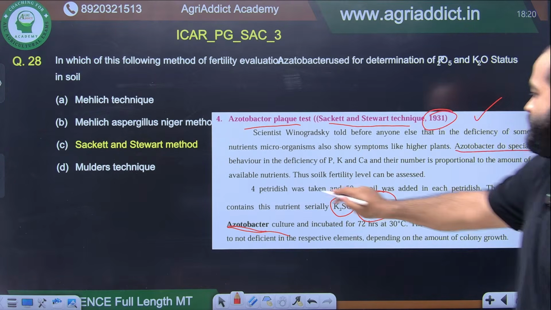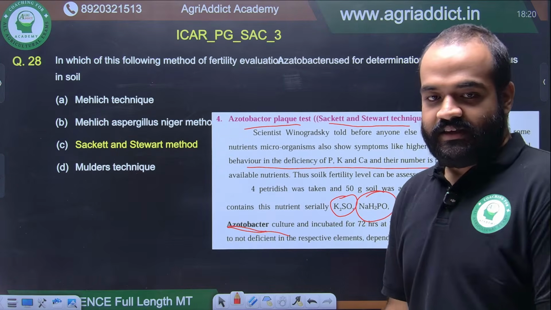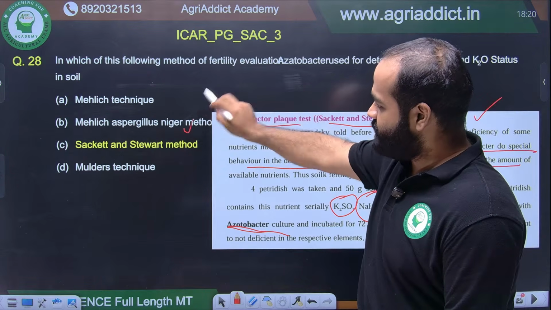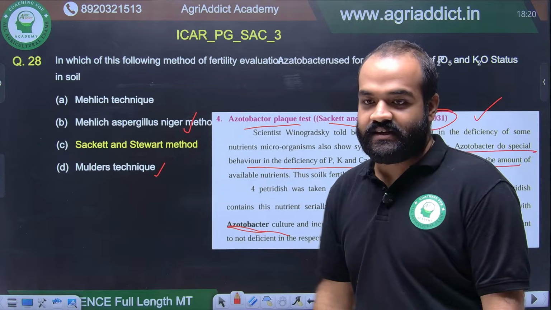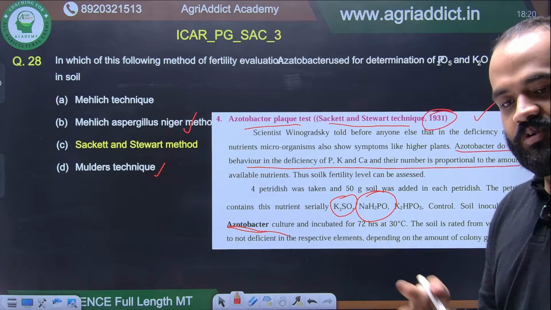Azotobacter shows special behavior in the deficiency of P, K and Ca. All right. Here the others remaining are Mehlich's Aspergillus niger method and Mulder's technique, read about this also. If you don't find it in ISSS, go and read it from Google, no problem.